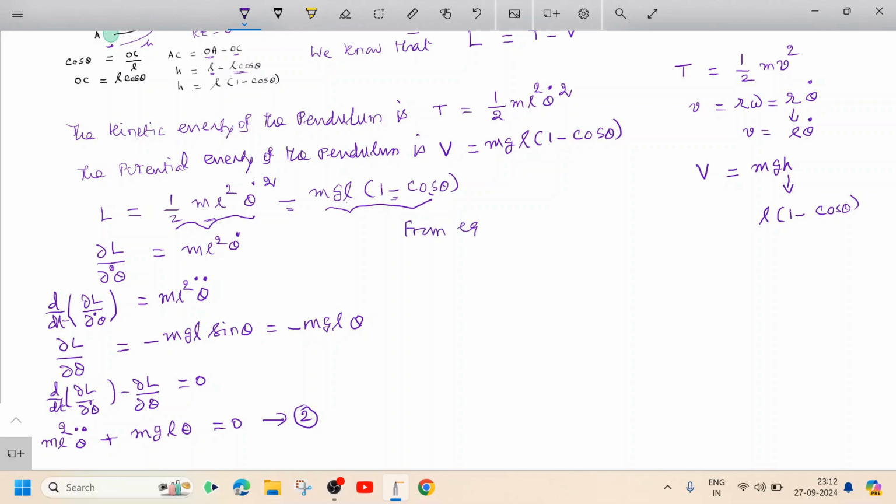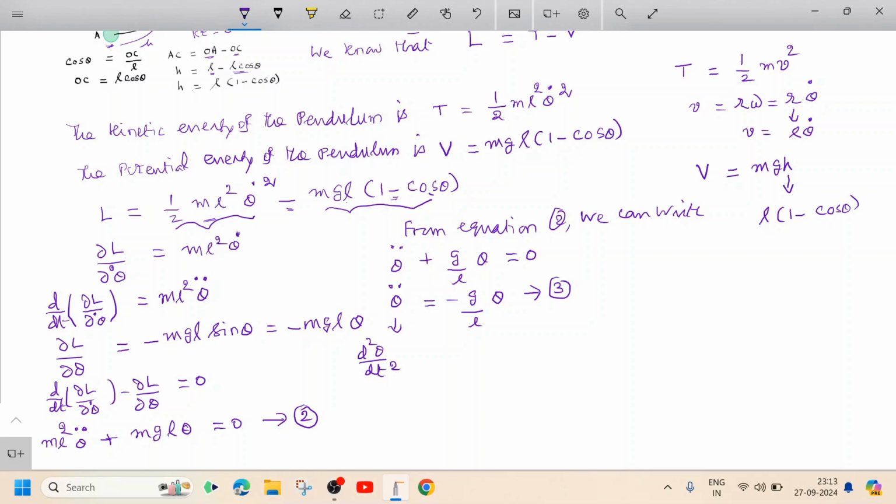From equation 2, we can write theta double dot plus g by L into theta equal to 0. See here, all the terms are divided by m L square. Therefore, we can get this equation. This equation is further modified as theta double dot equal to minus g by L into theta. Say this is equation 3. Actually, this theta double dot is our d square theta by dt square, which is our acceleration. That is equal to minus g by L into theta. Theta is our displacement.